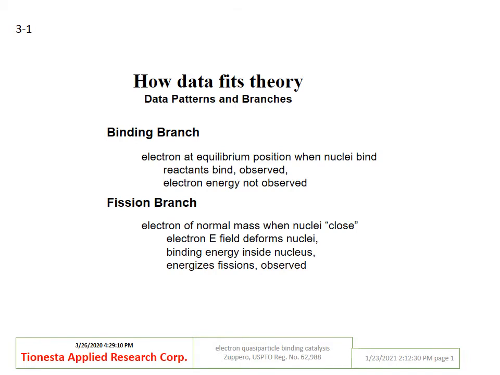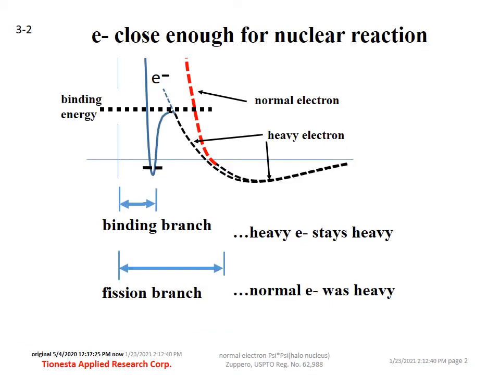This is where non-interacting and interacting makes a difference. If the heavy electron begins close enough to its equilibrium point, binding occurs, the binding branch. But where did the energy go? We don't know. 6 MeV electrons inside a nucleus suggest electron capture.